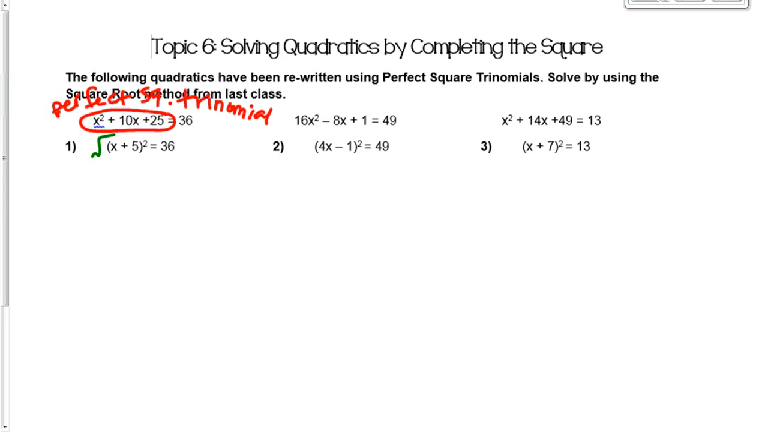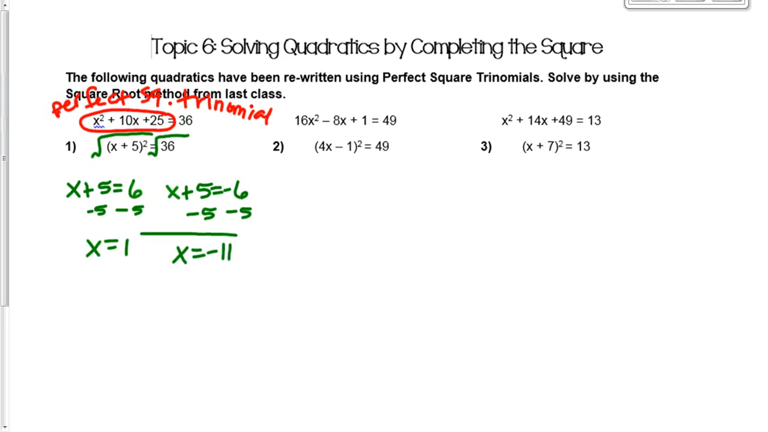So if I take the square root of x plus 5 and the square root of 36, that's going to give me x plus 5 equals positive 6, and x plus 5 equals negative 6. Okay, just like the square roots method we used yesterday. So then I just subtract 5 from both sides, so x is 1. Subtract 5 from both sides here, and x is negative 11. Those would be your 2 answers, your 2 roots.